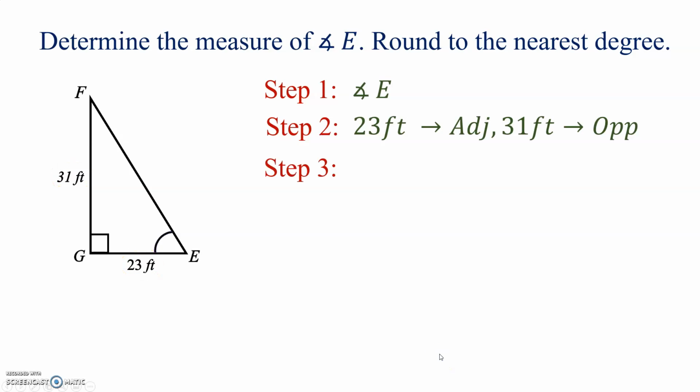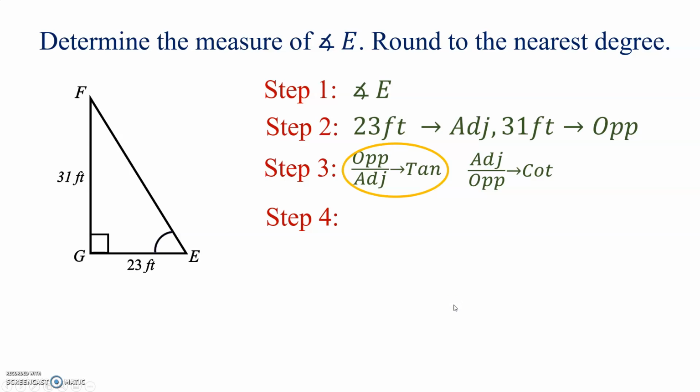So step 3 says, let's go ahead and create our trig function. So we take the two values, we got opposite and adjacent, which just happens to be tangent, and adjacent over opposite, which happens to be cotangent. And again, out of the two, we're going to select the one that's easier, which is on the calculator, tangent. So step 4 says go ahead and put it in the general format. Trig function, tan, acute angle, angle E, equals the ratio of the two sides. Well, we chose opposite over adjacent. Opposite was 31 feet, adjacent 23 feet.